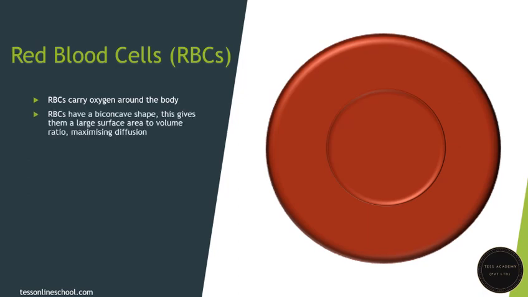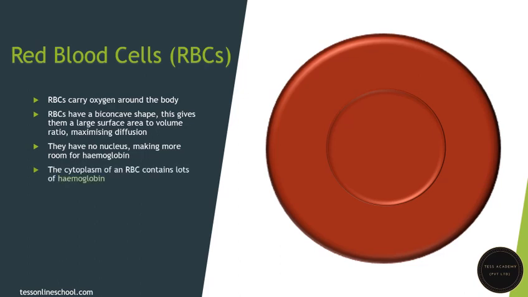RBCs have a biconcave shape, which provides them with a large surface area to volume ratio, allowing greater rates of diffusion. RBCs also have no nucleus, therefore there is more space for a protein called hemoglobin. The cytoplasm of an RBC also has lots of hemoglobin, which binds to O2, which is oxygen, forming oxyhemoglobin, which creates a red pigment.